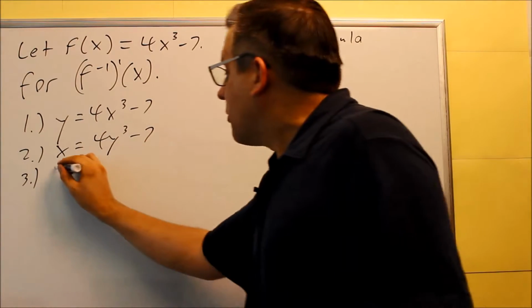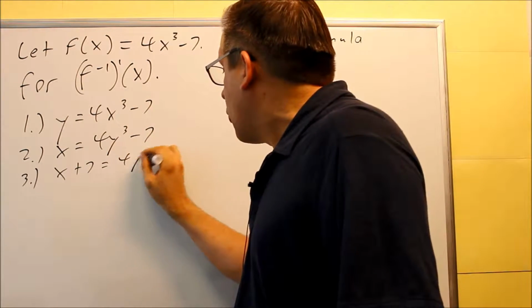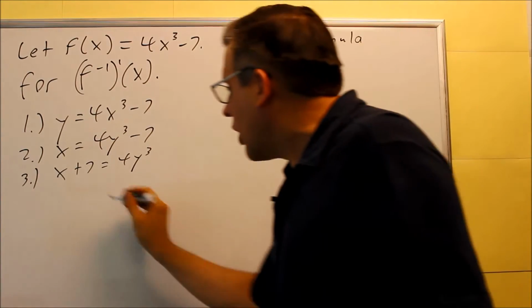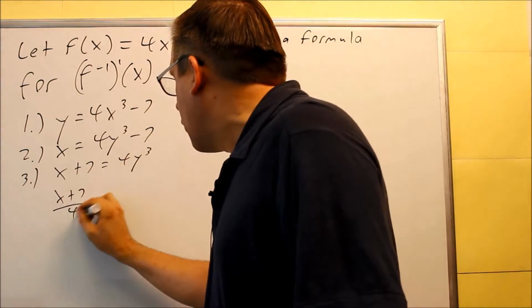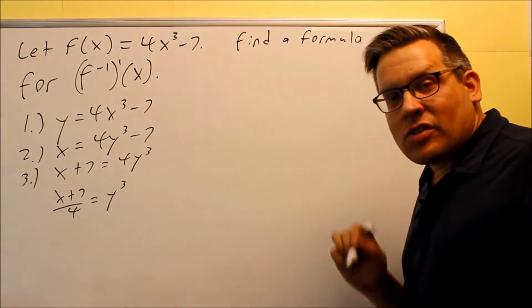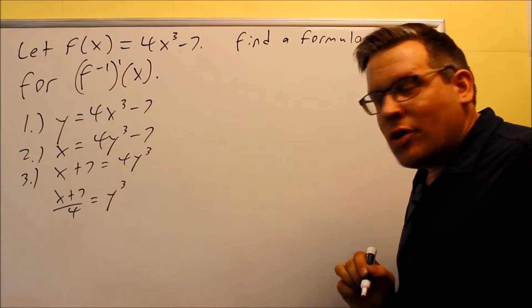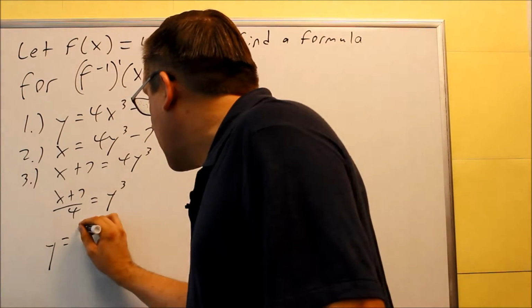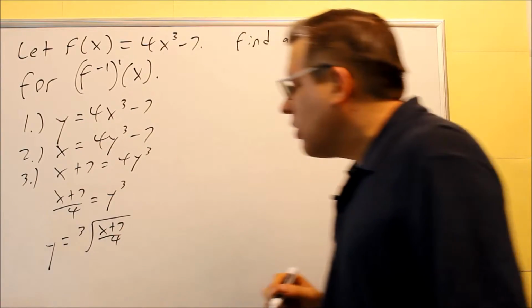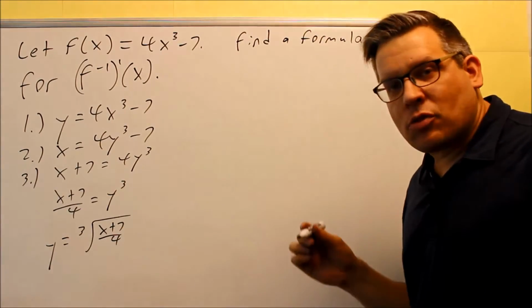So I'm going to add 7 to both sides. x plus 7 equals 4y cubed. I need to divide both sides by 4 to isolate y cubed. x plus 7 over 4 equals y cubed. And then to solve for y, I have to take the cube root of both sides. So y is equal to the cube root of x plus 7 over 4. So that's the end of step 3.